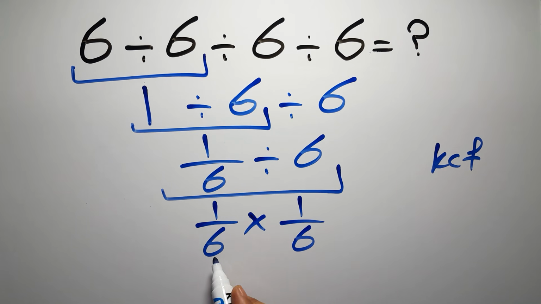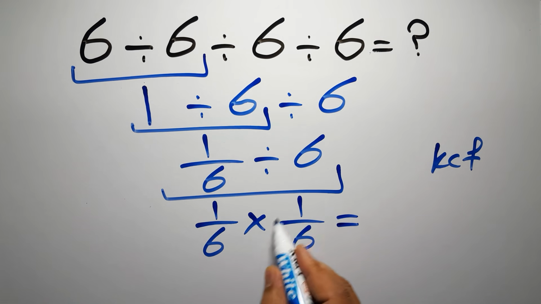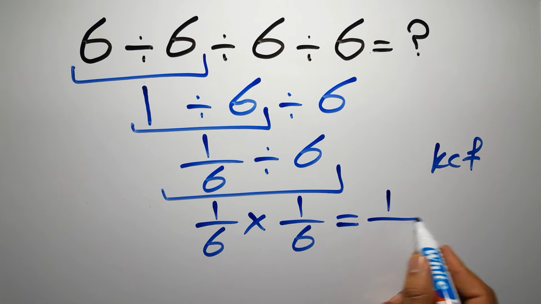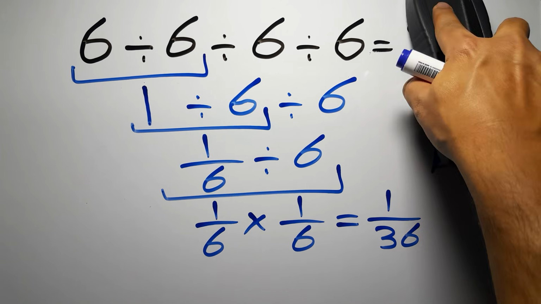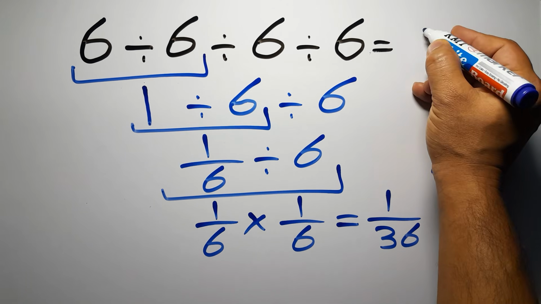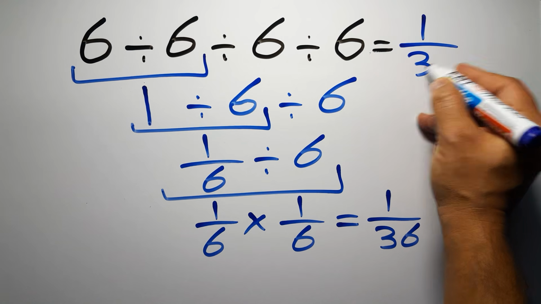So we have 1 over 6 times 1 over 6, which equals 1 times 1 gives us 1. So 1 over 6 times 6 equals 36. 1 over 36. And this is our final answer to this problem. The correct answer is 1 over 36.